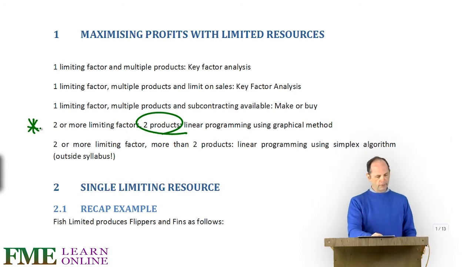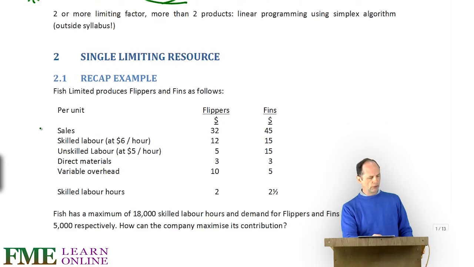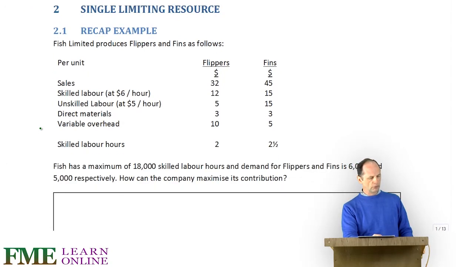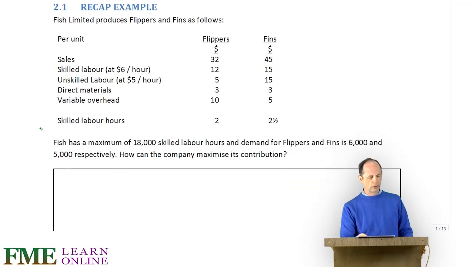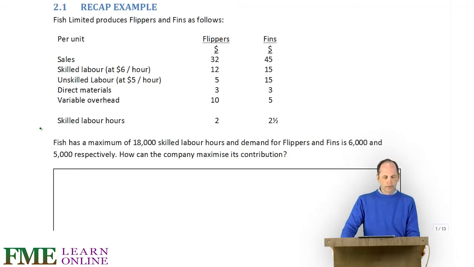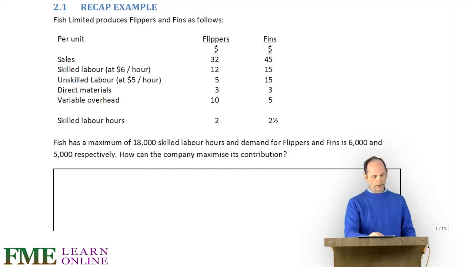So a bit of a recap, just in case you haven't done it for a little while, on single limiting resource, just a quick recap example before we dive into linear programming. So we've got a question here. Fish Limited produces flippers and fins as follows. Per unit, flippers and fins: sales, skilled labour, unskilled labour, direct materials, variable overhead.